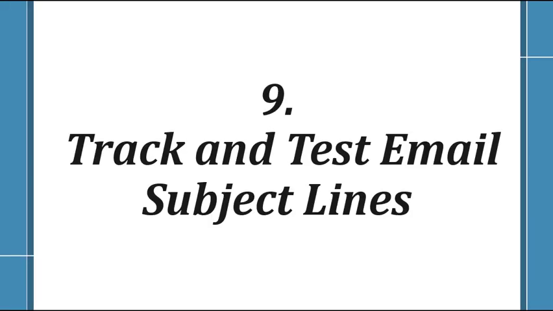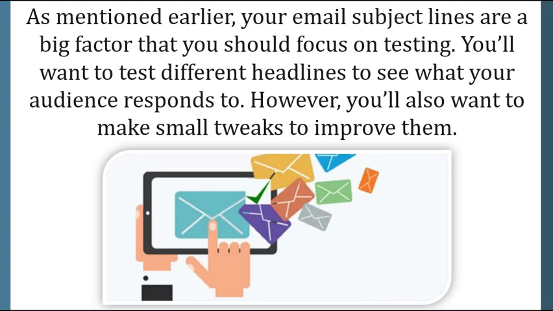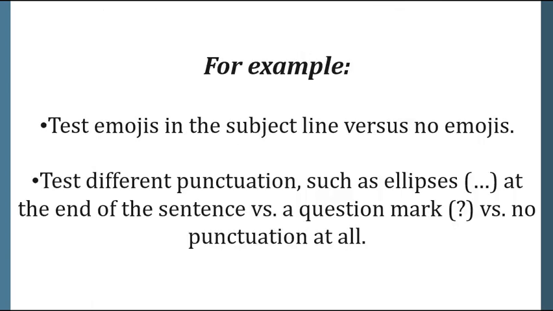Next up, track and test email subject lines. As I've mentioned earlier, your email subject lines are a big factor that you should focus on testing. You'll want to test different headlines to see what your audience responds to. However, you'll also want to make small tweaks to improve them. For example, test emojis in the subject line versus no emojis. Test different punctuation, such as ellipsis at the end of the sentence versus a question mark versus no punctuation at all.